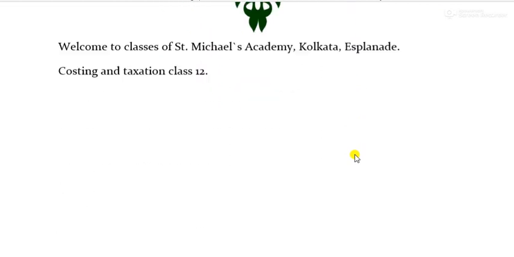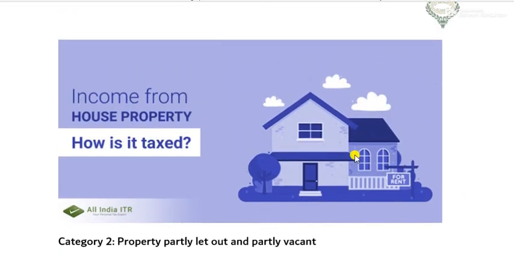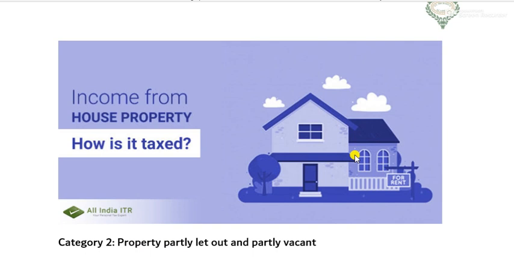And we were doing income from house property. So, we had already finished the computation of income from house property in category 1, that is property let out throughout the year, and we were doing calculation of income from house property under category 2, that is property partly let out and partly vacant. So we had done how to calculate GAV when there is vacancy, when the house is empty, then how do we calculate the GAV?